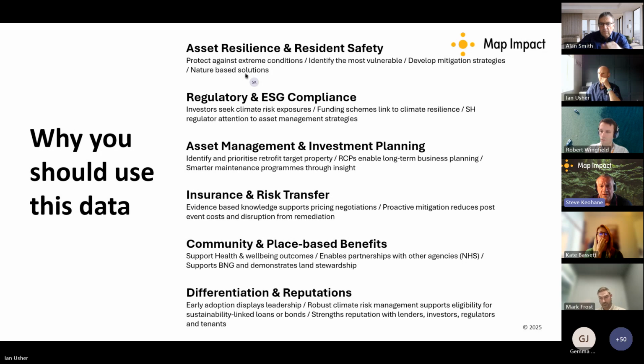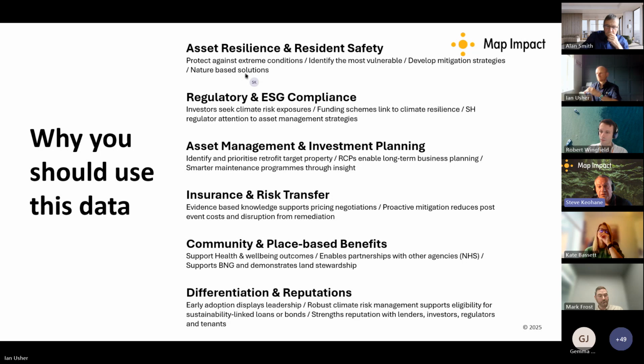Why should you use the data? I won't go through it all, but there's resilience and resident safety. You're protecting against some extreme conditions now. These climate perils are very real. They're here now. We can start thinking about 15 years out, but if we carry on having record summers like we've just had, it's very much here and now.